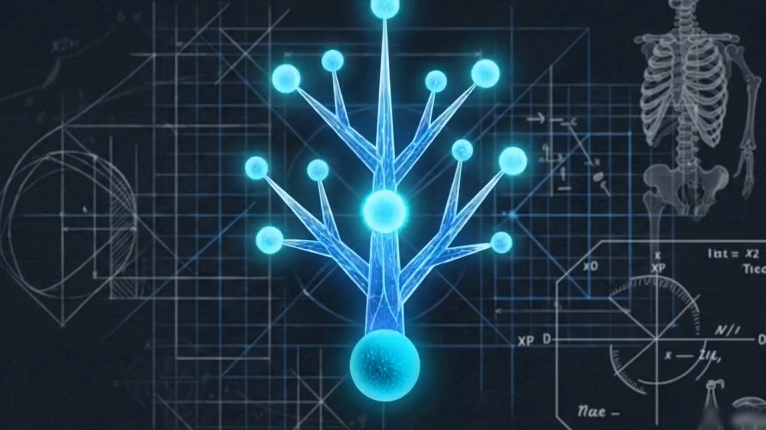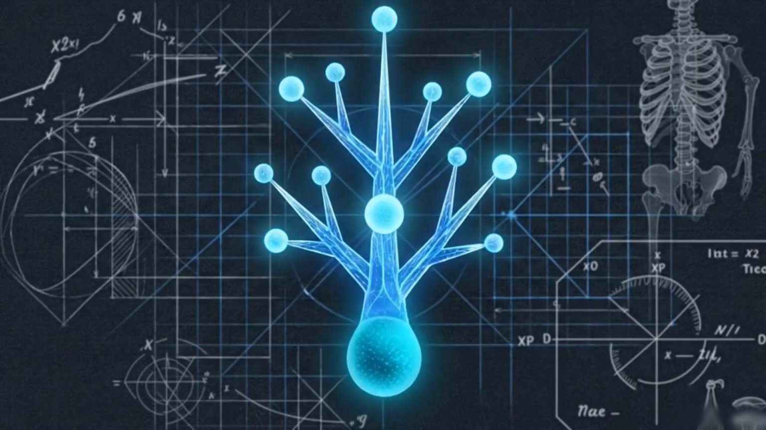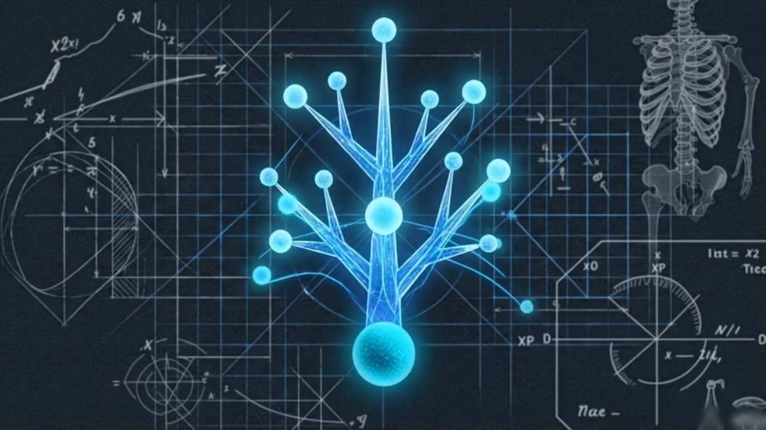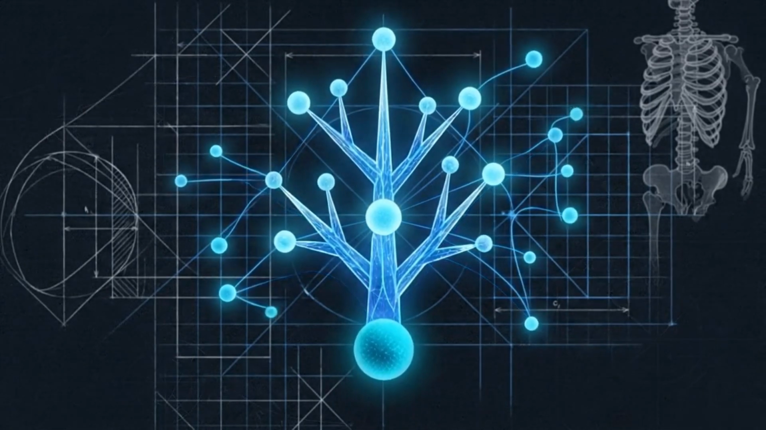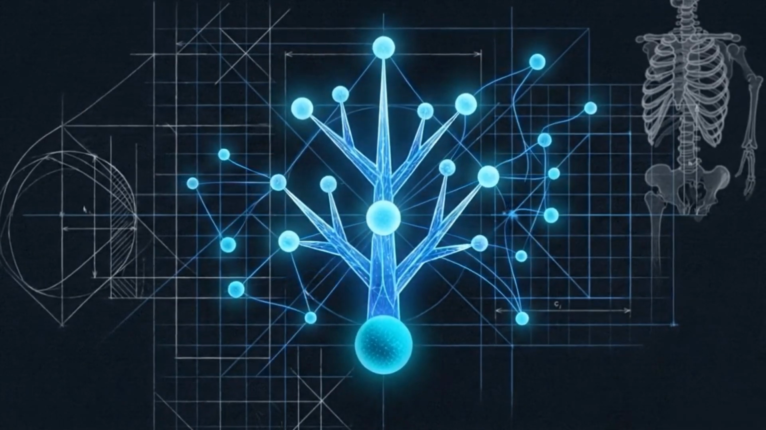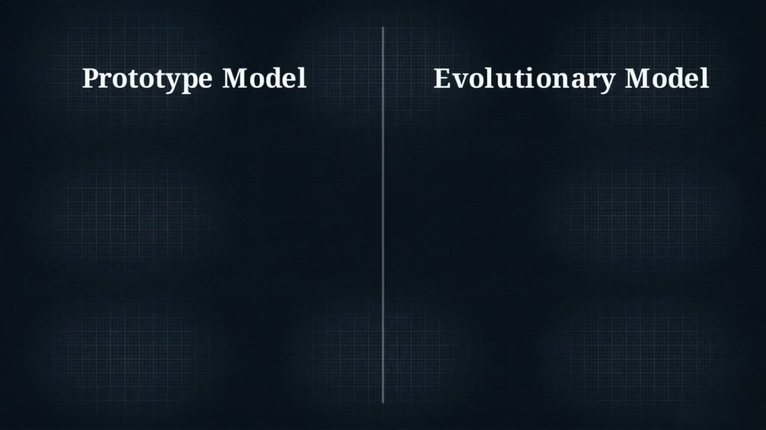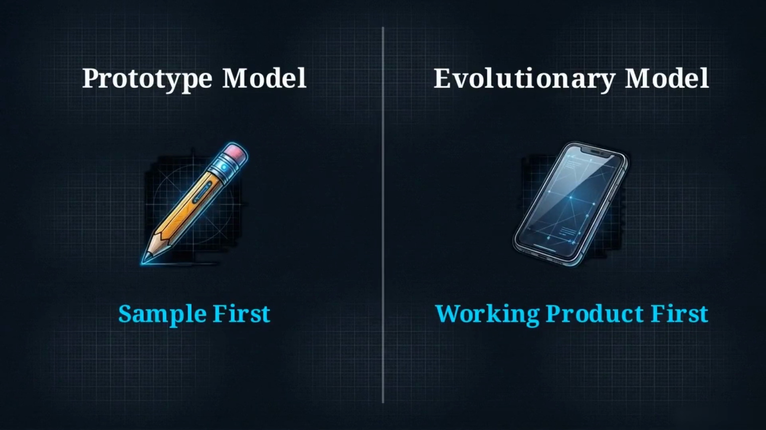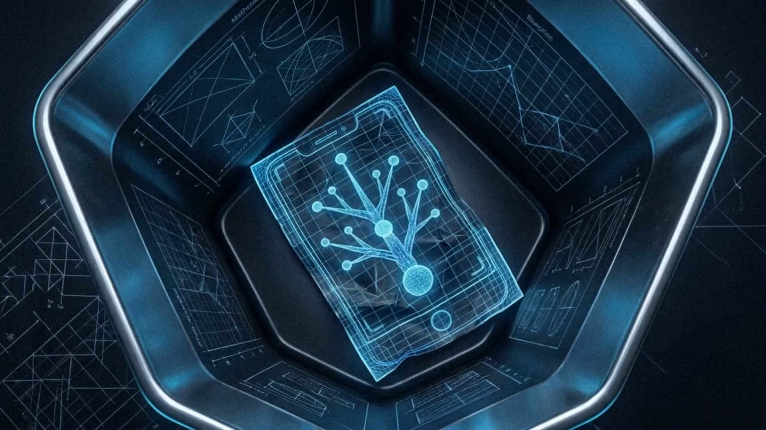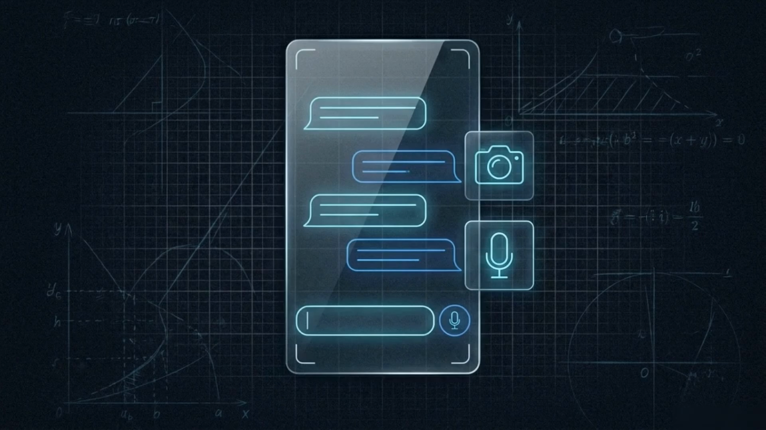The most successful apps are essentially living organisms. They thrive because they are constantly adapting and growing inside that evolutionary loop. Now, people often confuse this with the prototype model, so let's look at the difference. A prototype is just a disposable sample used to test an idea. But the evolutionary model starts with a permanent working core that stays with you and expands over time.